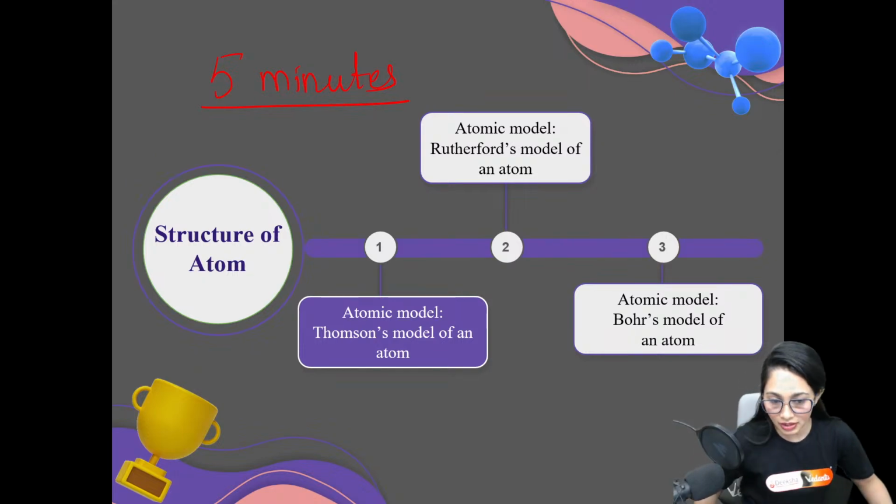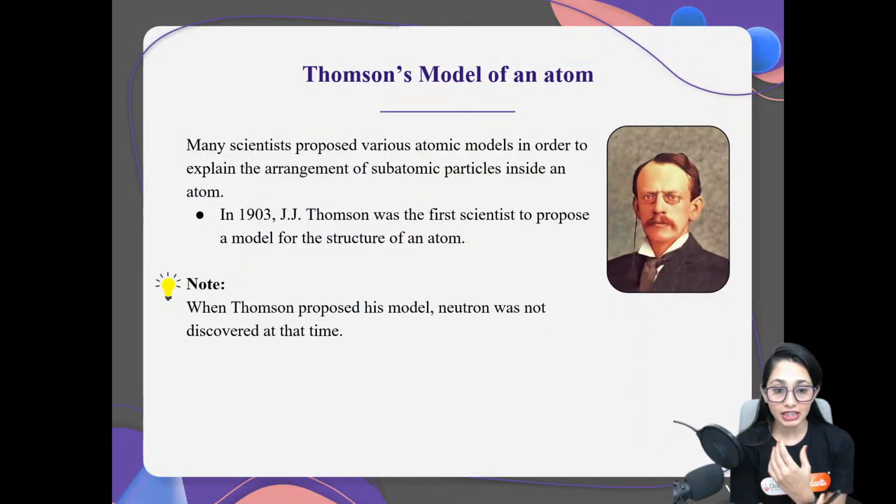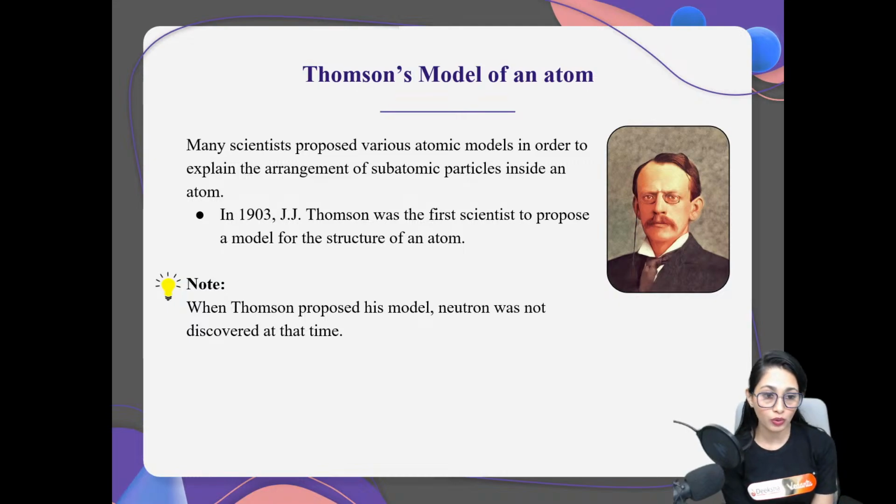Alright, I'm back again. So let's discuss Thomson's model of an atom. So what does it say? Many scientists proposed various atomic models in order to explain the arrangement of subatomic particles inside an atom. Subatomic particles were discovered, but nobody knew how exactly they are arranged in an atom. Atoms are extremely tiny, and subatomic particles are even tinier. So in the year 1903, J.J. Thomson was the first scientist to propose a model for the structure of an atom.